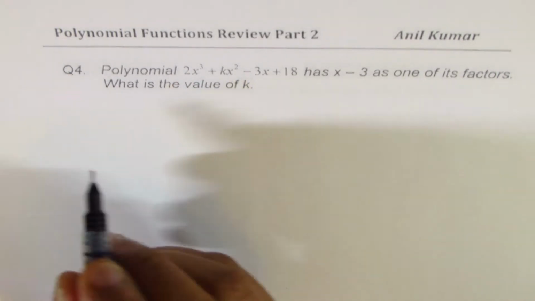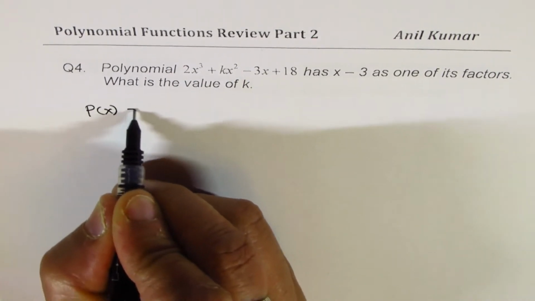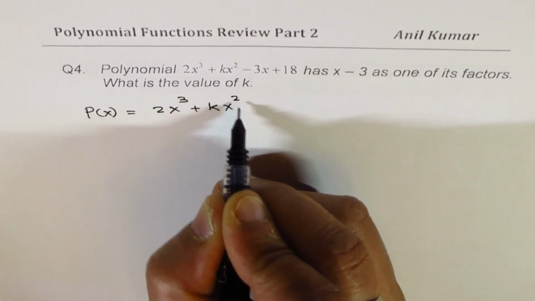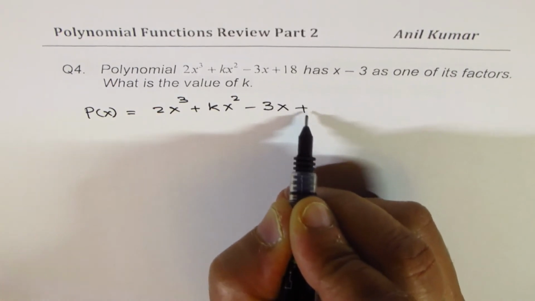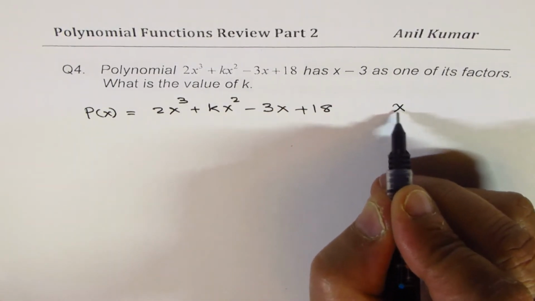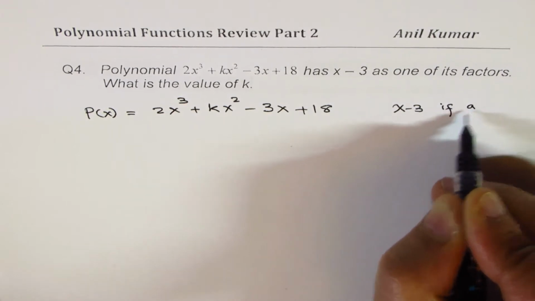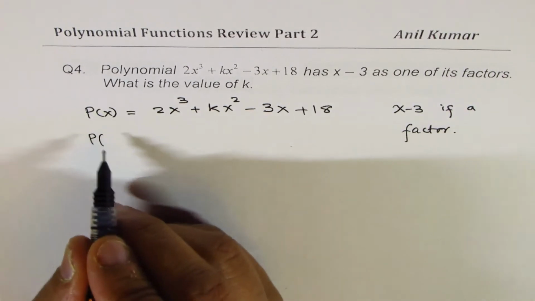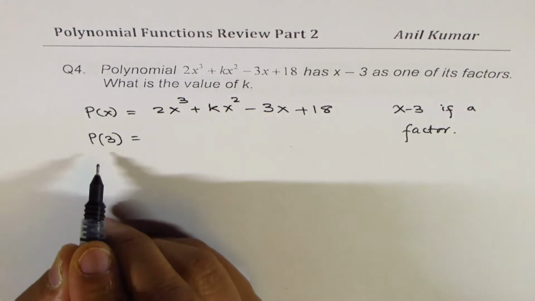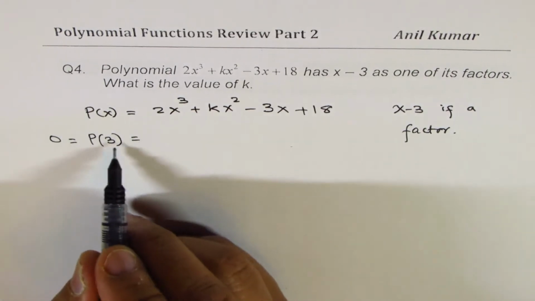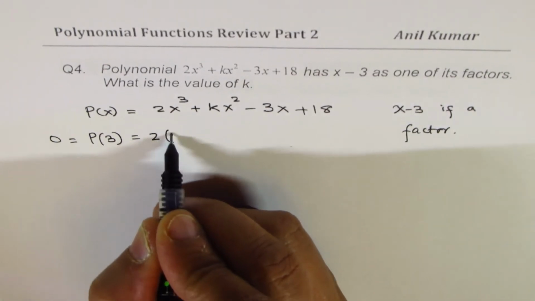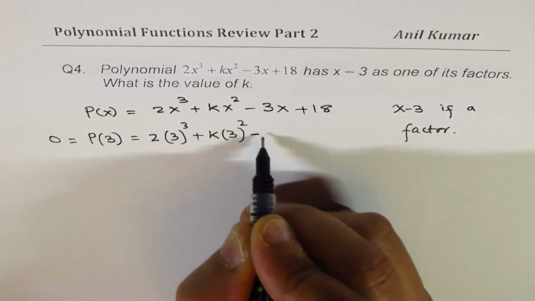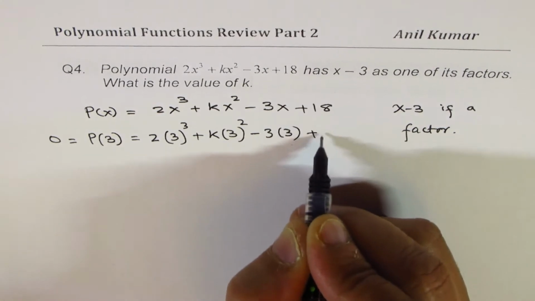So we are given the polynomial, let's call it p of x, equal to 2x cubed plus kx squared minus 3x plus 18. Now when we say that x minus 3 is a factor, it means what? It means that the value of the function at 3 should be equal to 0, right? So this value should be equal to 0. So let's substitute 3 here. So we get 2, 3 cubed plus k times 3 squared minus 3 times 3 plus 18, right?